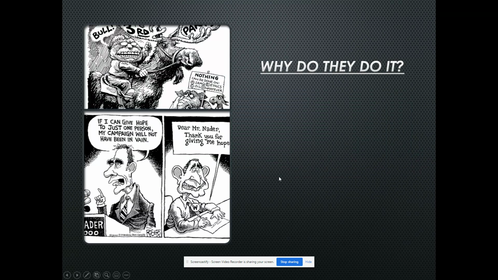So then why do these third party candidates do it? They know they can't win. They will not win a presidential election. No how, no way under the current system. And yet they still run. So why do they do that? Well, it does serve as a really effective safety valve for voter discontent.